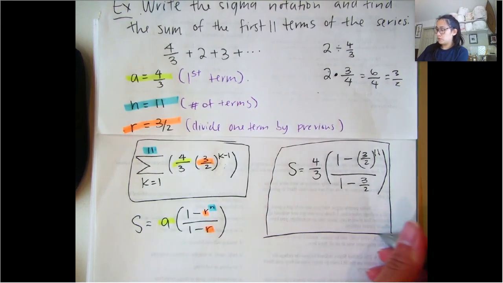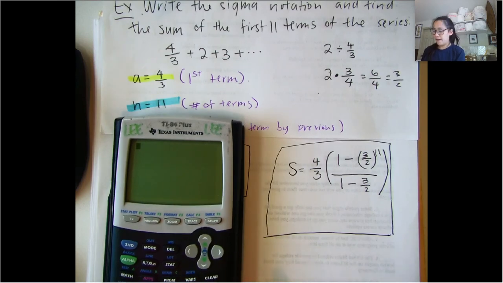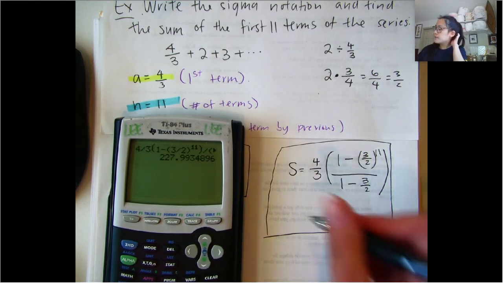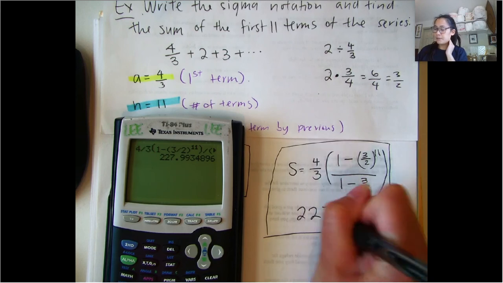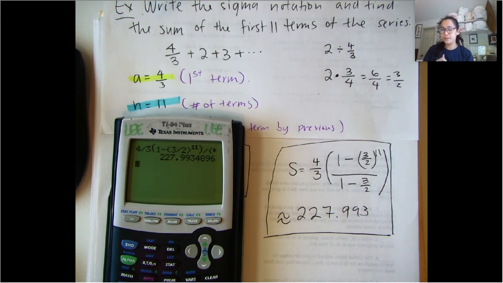If your teacher wants you to round it, you can put this in your calculator. We have 4/3 times, in parentheses, and the parentheses are super important, 1 minus, and then again parentheses for the 3/2 to the power of 11, divided by 1 minus 3/2. So you get 227.993, and always round to the third decimal place. Okay, and there you have it.